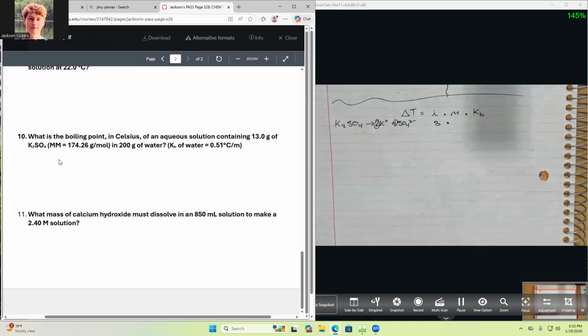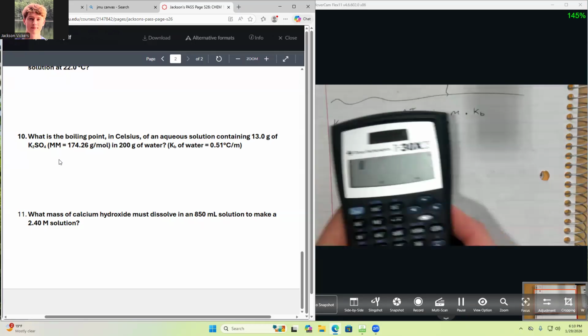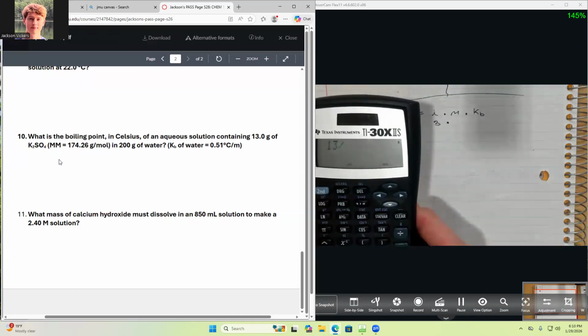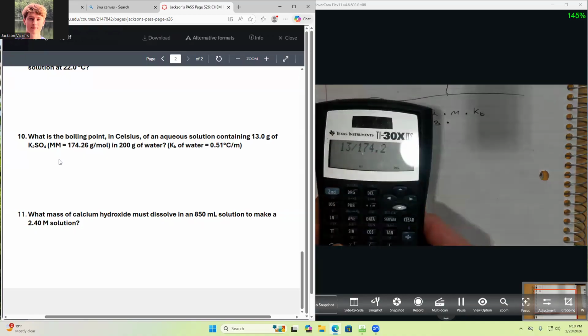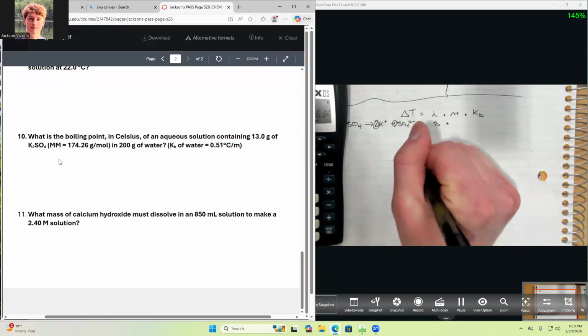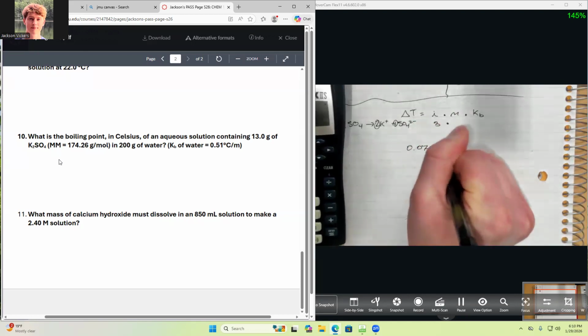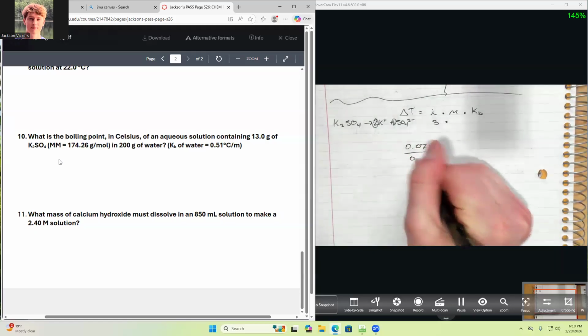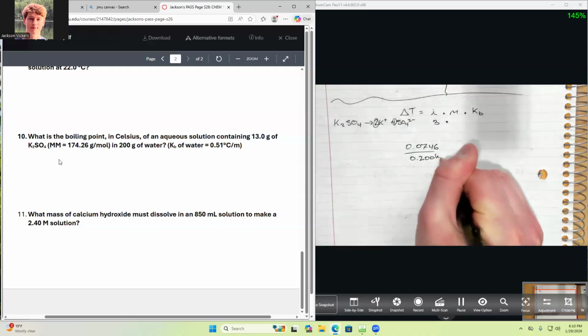And then the molality, this is the hardest part of this problem. We're given the grams of that solute, so we can go from grams to moles using the molar mass. So I won't even write that one out. 13 divided by 174.26 is equal to 0.0746 moles of that solute. And then again, what is the denominator of molality? Kilograms of solvent, exactly. And I kind of made it a little bit easy on this one. I gave you the grams of the solvent, so 0.2 kilograms because it's 200 grams.